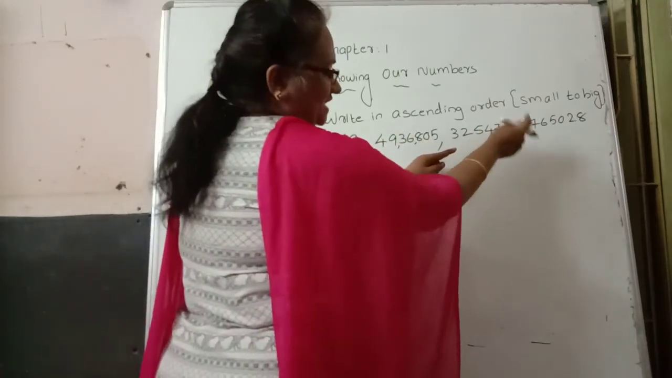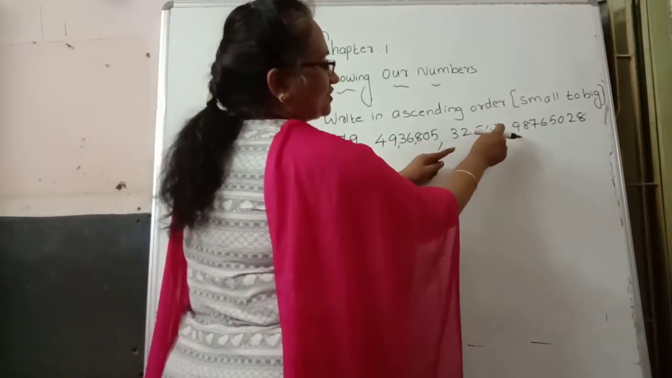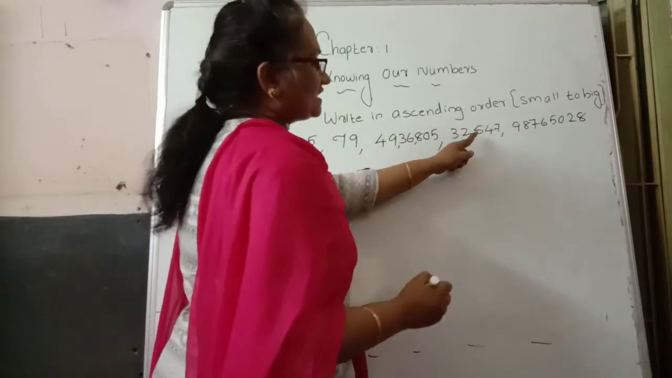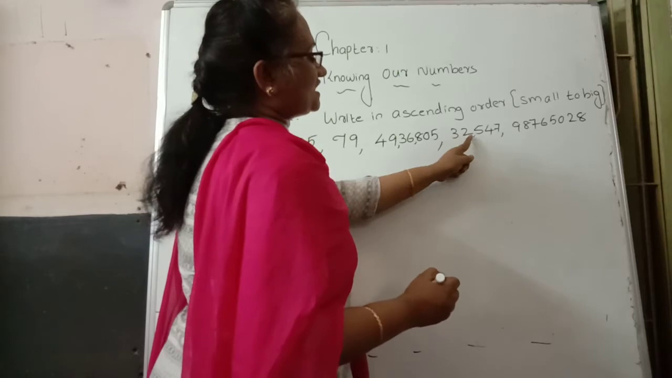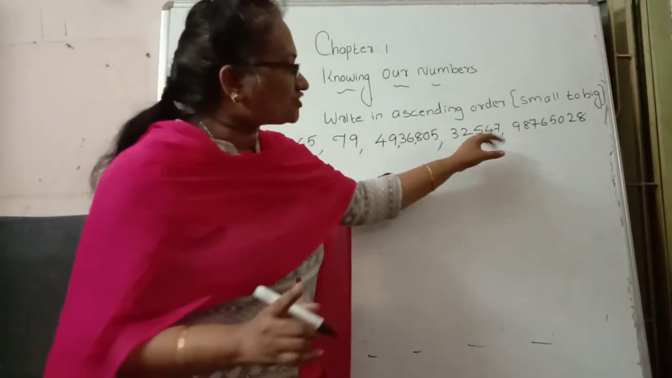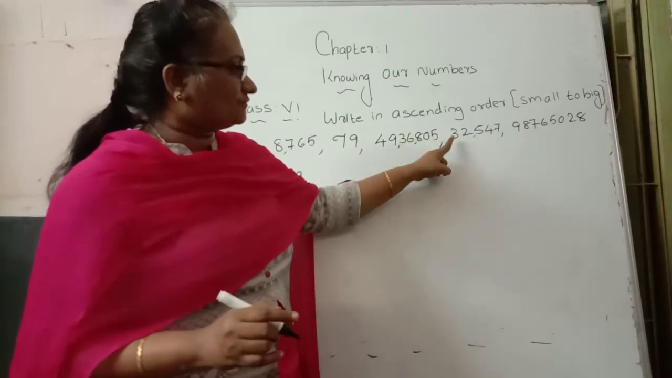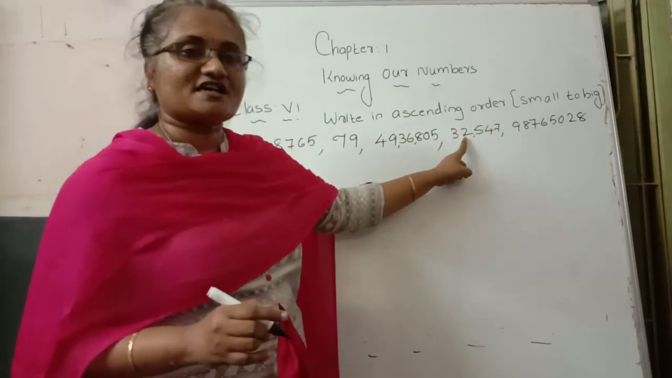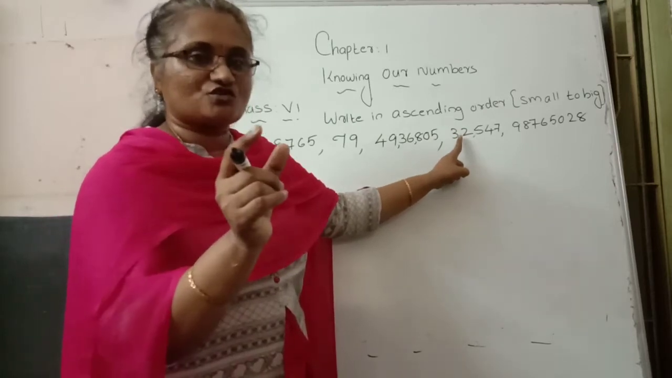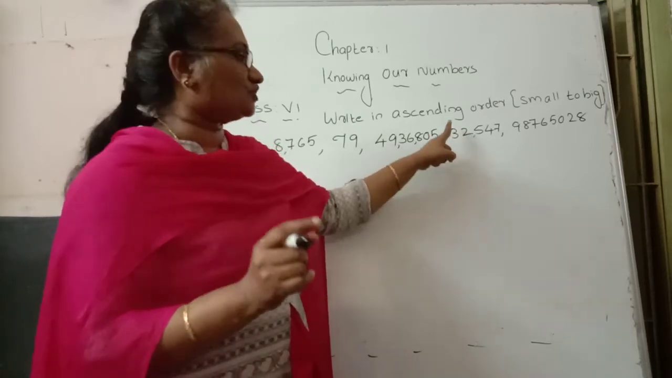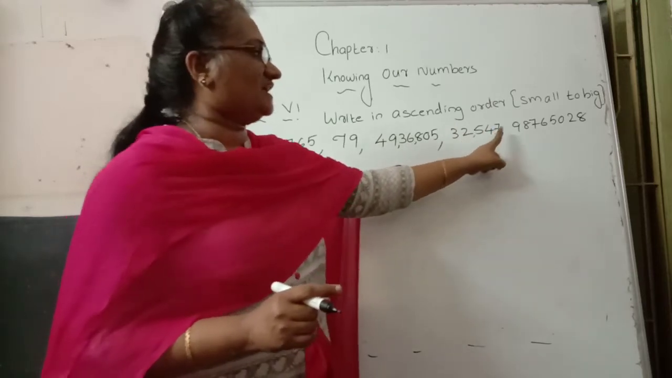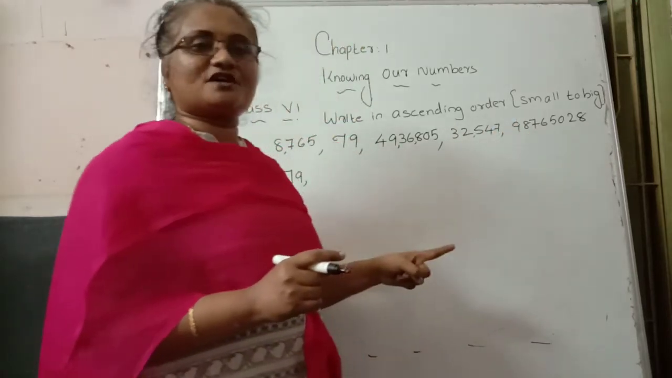Then here, how to keep a comma? First find out place values wise: ones, tens, 100. After that put a comma. Then after this, 1000, 10,000. They are in one group. So how to read this number? 3 and 2 are in the 1000 group. So we read 3 and 2 together as 32,547.